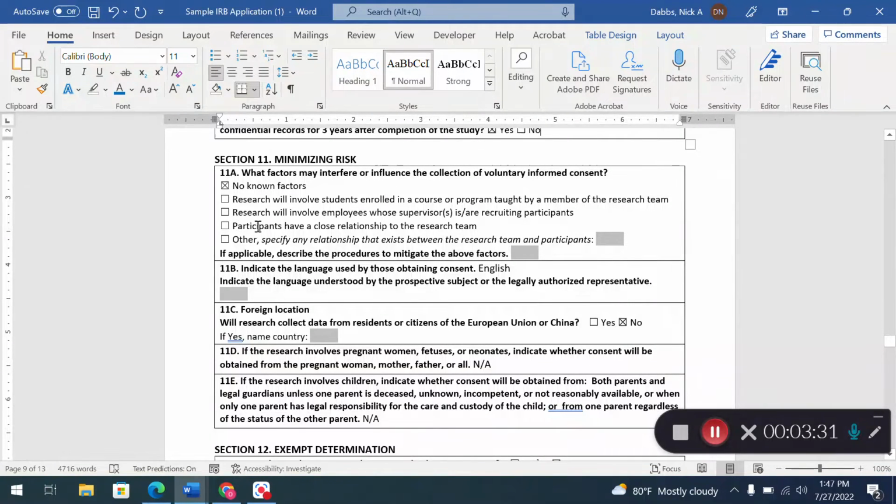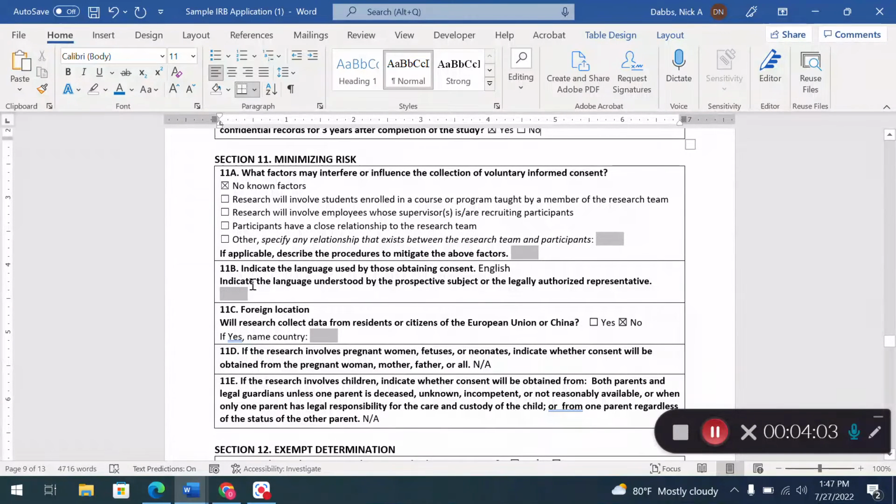The fourth option says participants have a close relationship to the research team. Our participants have no relation to us, or at least, in this hypothetical study, I don't have any participants who have a close relationship with me. But if you did, you'd obviously want to mark that. And then if there's any other relationship that exists between the research team and participants, you'd want to indicate that. And then, if applicable, you'll want to describe the procedures to mitigate the above factors.